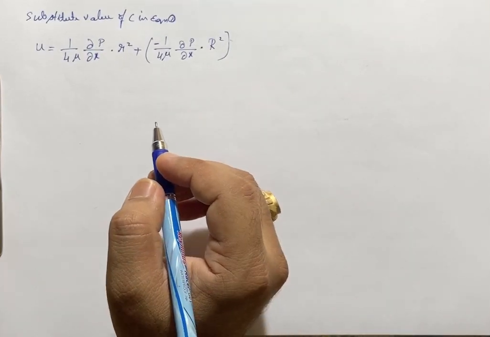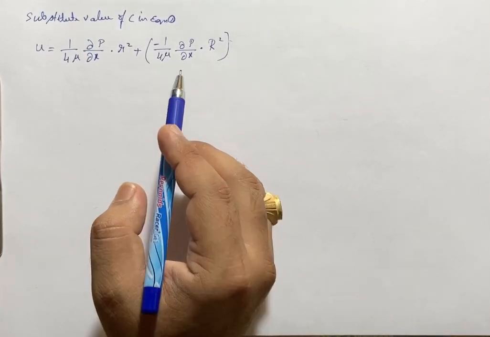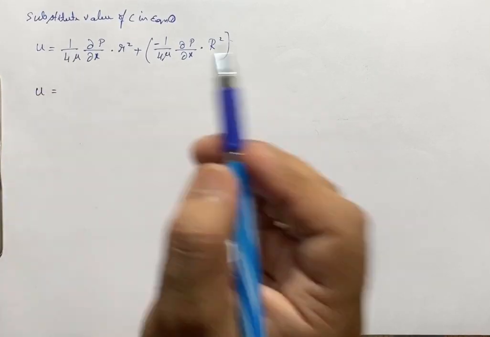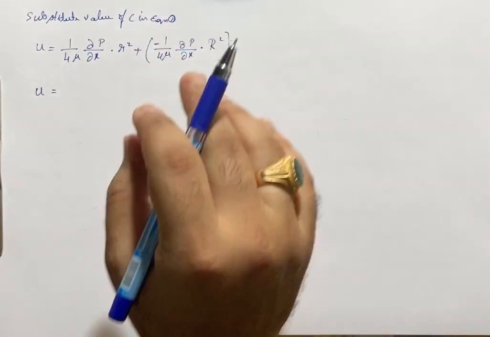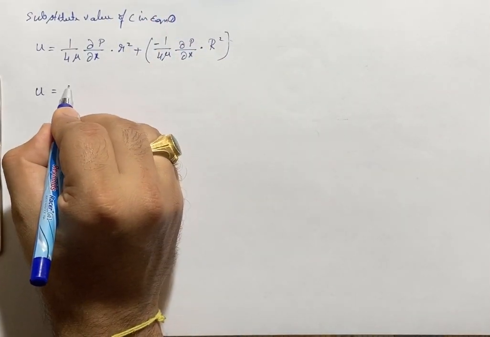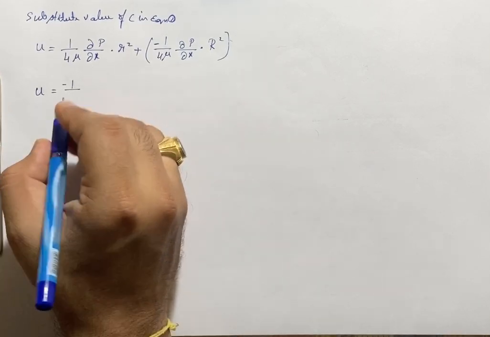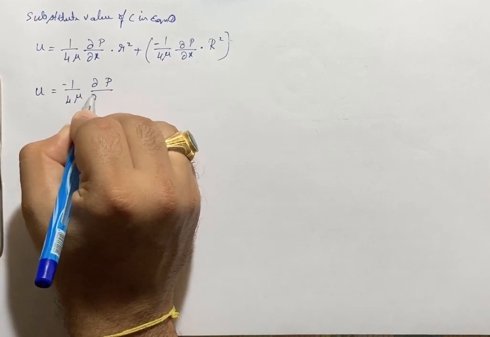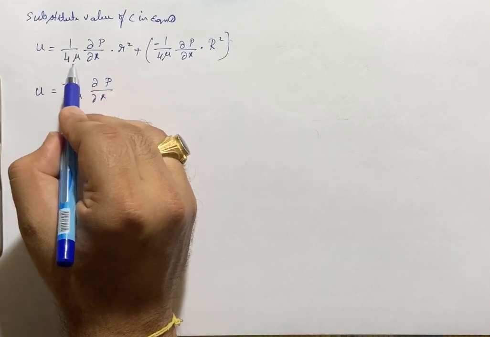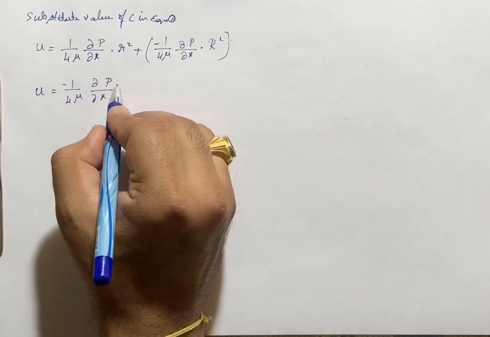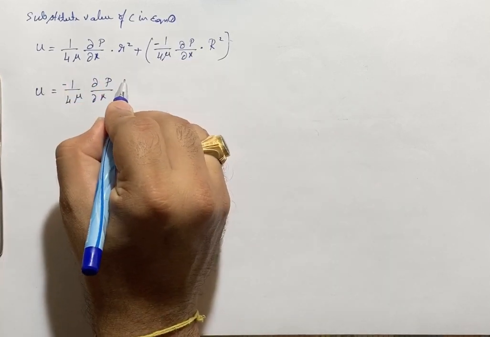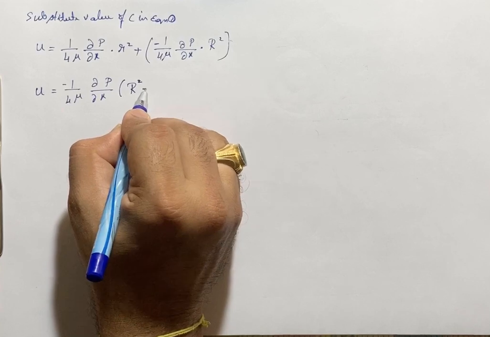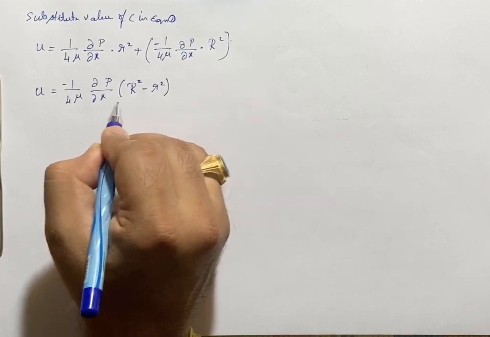After this, what we are supposed to do is take out the common terms. That is, u equals, I will take the negative also outside, minus of 1 divided by 4μ ∂p by ∂x is the common term. I have taken the minus sign also outside because capital R is larger than the small r. R square minus small r square here, right?